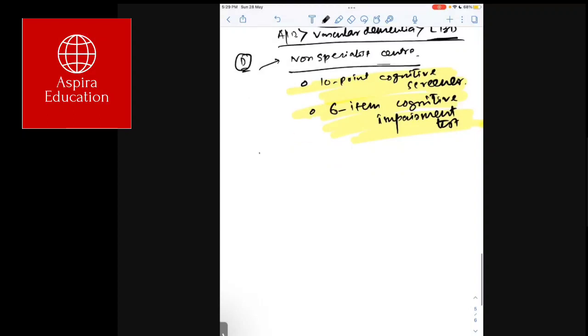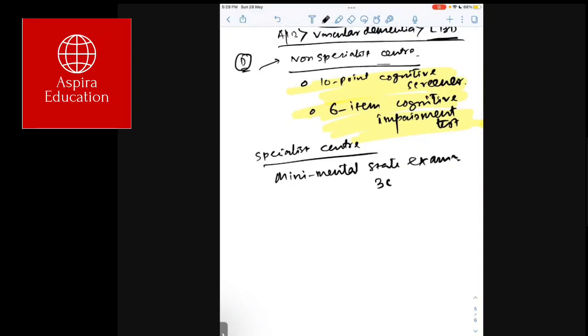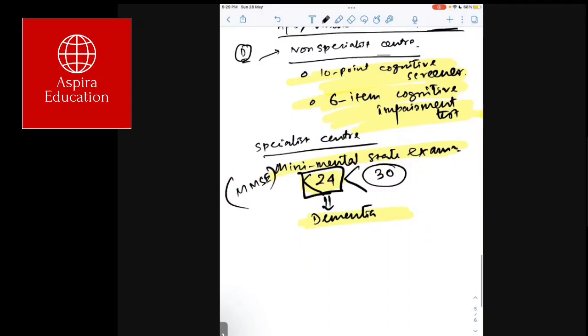In a specialist center, use the mini mental score or mini mental state examination. In the mini mental state examination, full marks is 30, and less than 24 is suggestive of dementia. This one is usually asked. This one you need to remember.